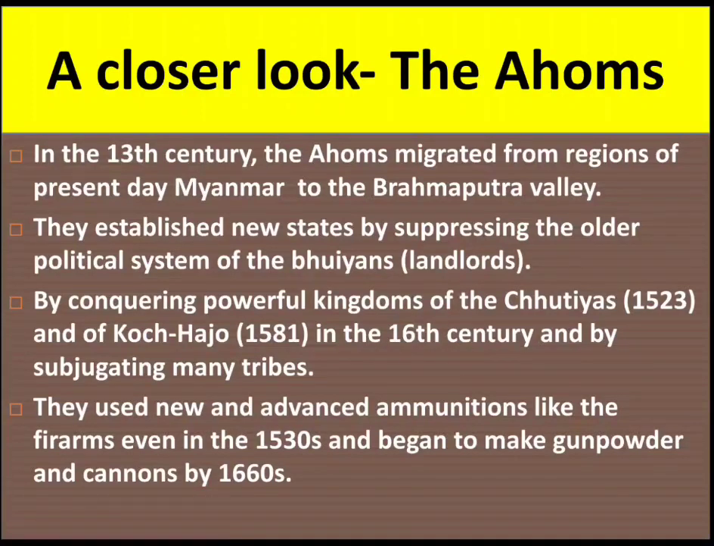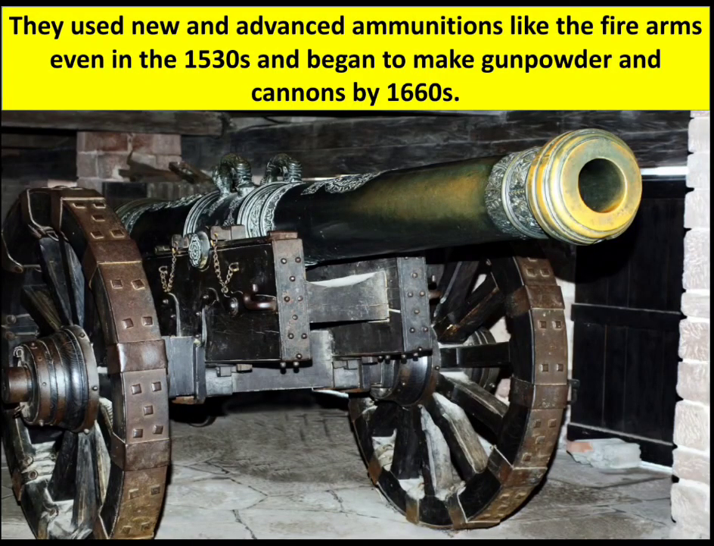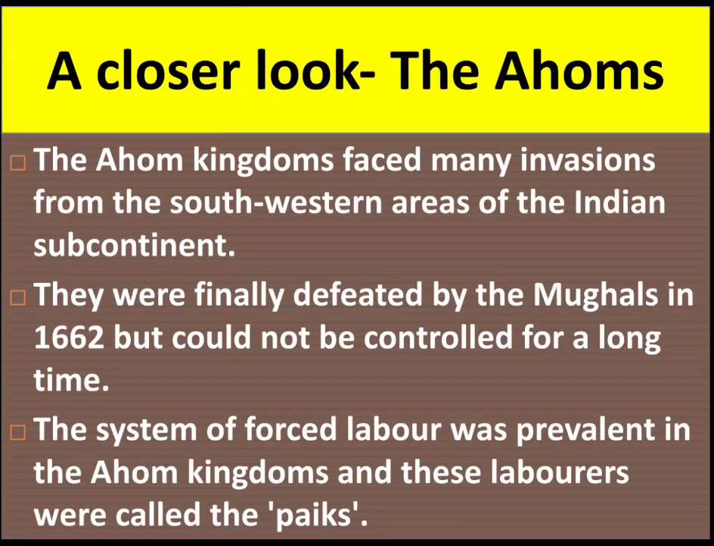They used new and advanced ammunition like firearms. Could you imagine, in 1530, firearms? And they began to make gunpowder and cannons by the 1660s. You can have a look at what kind of modern and advanced ammunition they used. This is the cannon which was used in the 1660s. The Ahom kingdom faced many invasions from the southwestern areas of the Indian subcontinent. They were finally defeated by the Mughals in 1662, but could not be controlled for a long time.